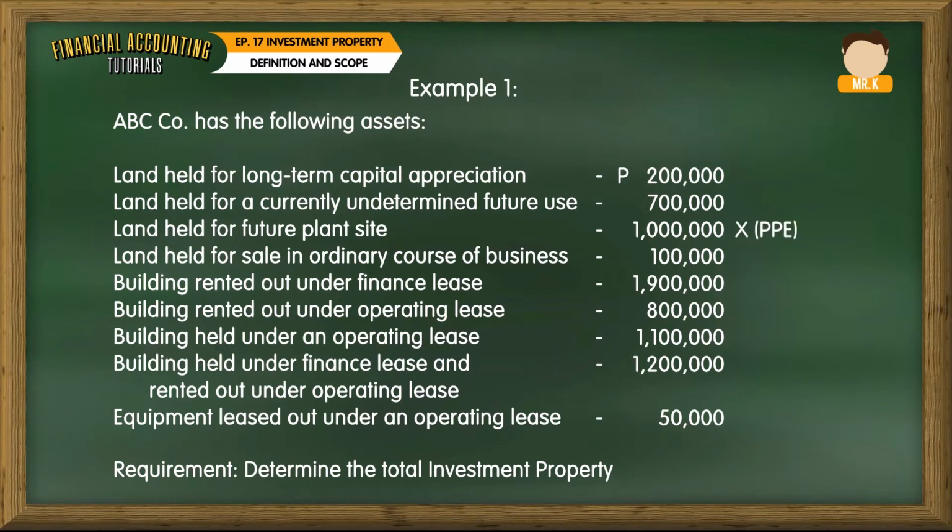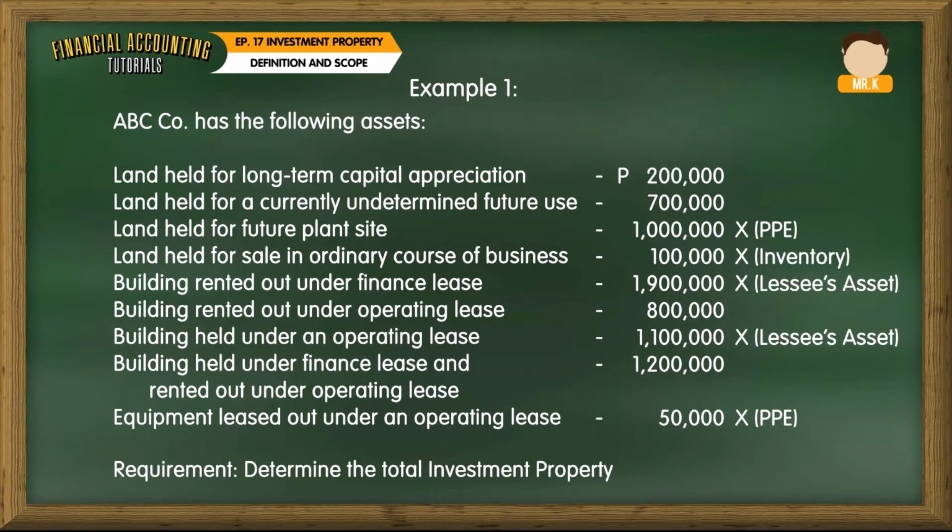The land held for future plant site and the equipment leased out under an operating lease are classified as PPE. The land held for sale in ordinary course of business is classified as inventory. The building rented out under finance lease and the building held under an operating lease are not considered as assets of ABC Company. Those are the lessee's assets. Therefore, the following are the only assets included in the investment property.